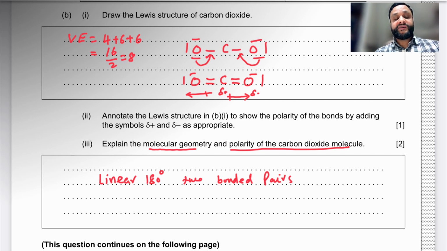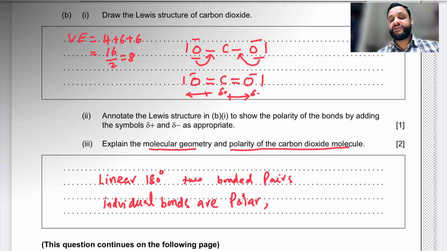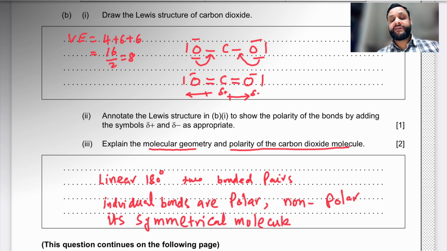The individual bonds are polar due to the electronegativity difference, but the molecule overall is non-polar. So it is a non-polar, symmetrical molecule. The individual dipoles cancel each other.